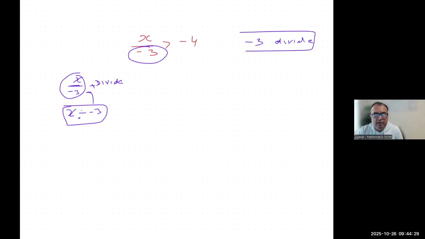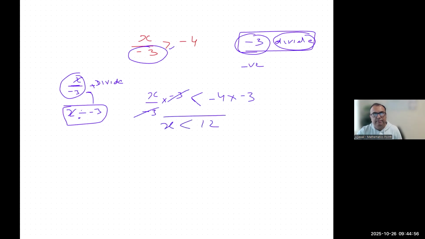Now, I told you the rule. If you are getting rid of a negative number and you are dividing or multiplying, you change the sign. So x over -3 times -3, and you change this. -4 times -3. This is gone. X is less than 12. Does that make sense? Multiple negatives in here can be really, really tricky.